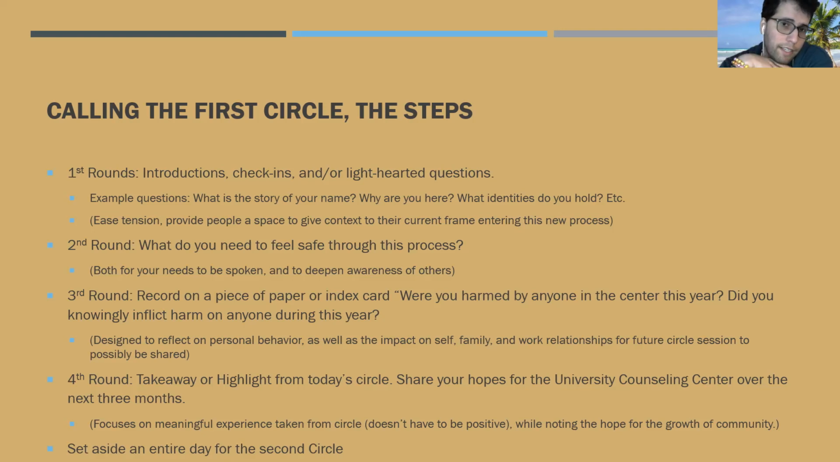Because I don't think any of us subjectively have bad intent. I don't think that can exist. I think we always adapt to what we have in that. So that would be some of the shift in that question I would reflect on differently. But this is really designed to reflect on your personal behavior as well as the impact on yourself, your family, your work relationships, for a future circle session to possibly be shared. So this is, again, a little bit different in setting up for a second circle session.